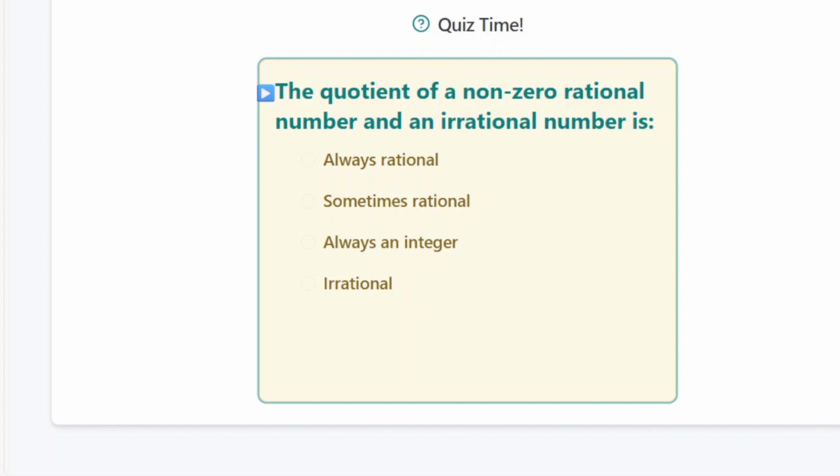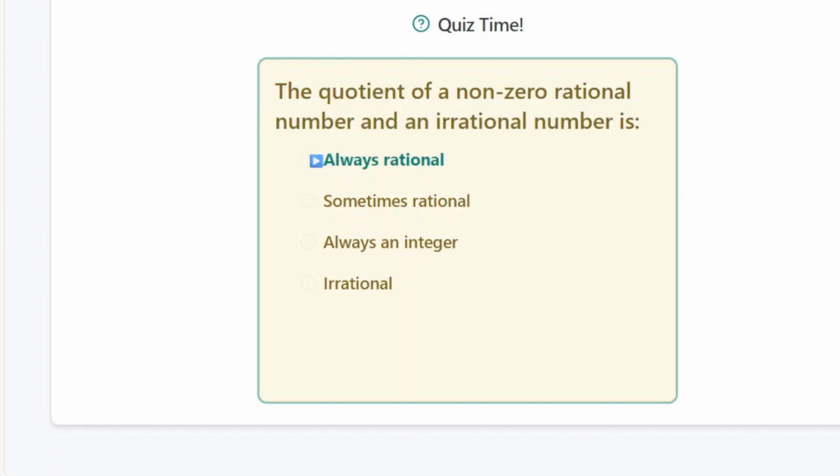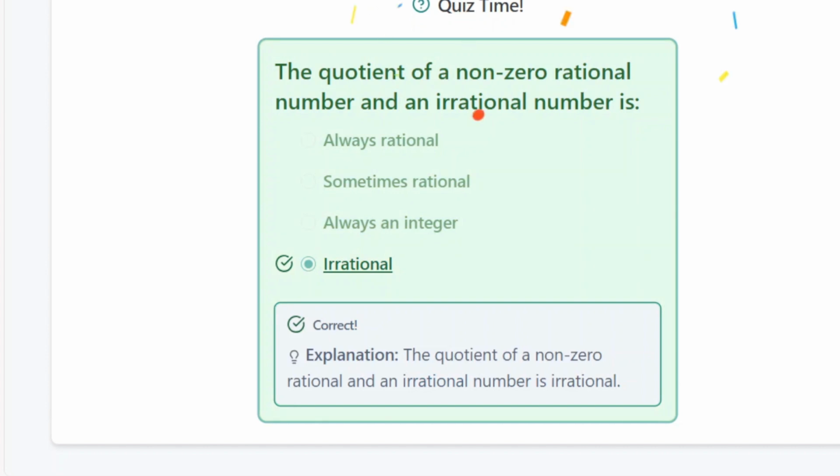The quotient of a non-zero rational number and an irrational number is Option A, always rational. Option B, sometimes rational. Option C, always an integer. Option D, irrational. Correct. The answer is irrational. Explanation: the quotient of a non-zero rational and an irrational number is irrational.